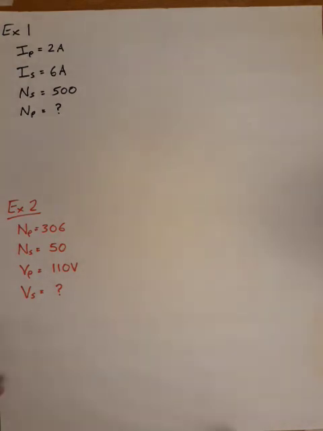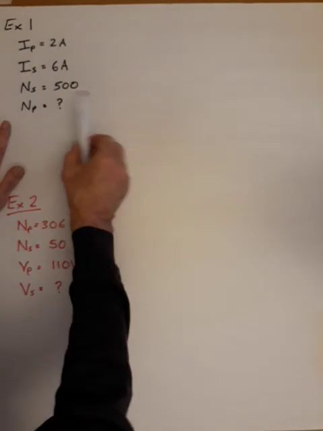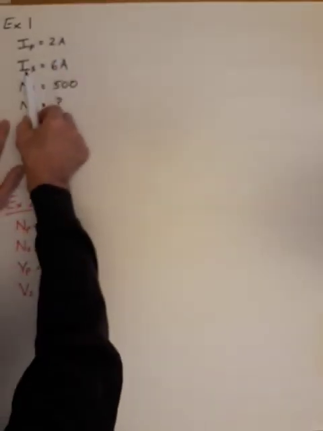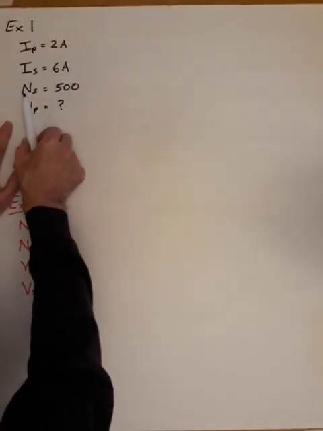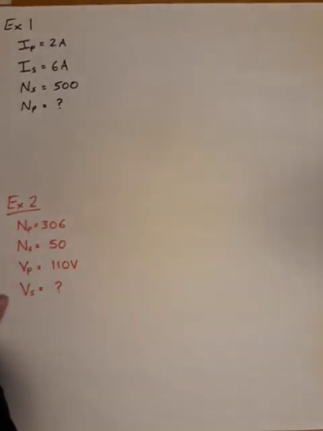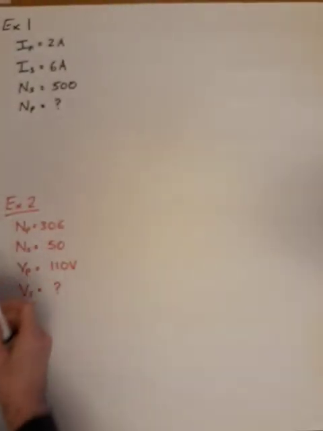So there is a place on your handout to record these. Let's have a look at them right now. So on example 1, the question is written out in words as it would be typically. Extract the important information. The primary current is 2 amps. The secondary current is 6 amps. The secondary turns is 500. We have to find the primary turns. Okay, so your formula is going to involve N and I.